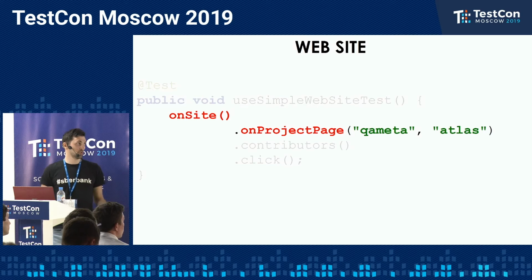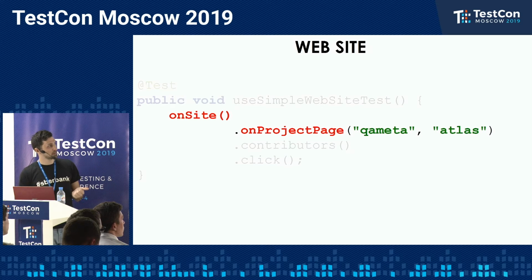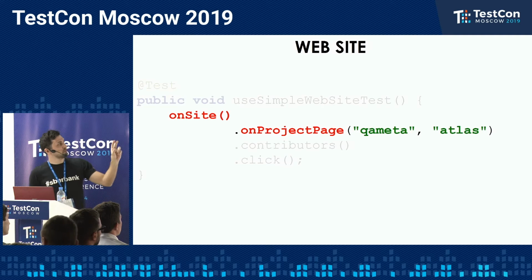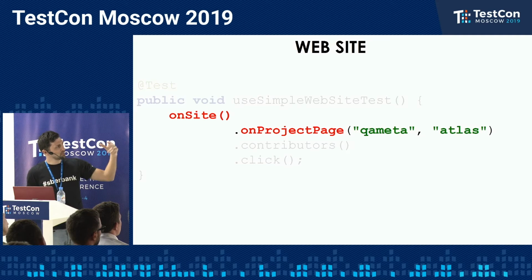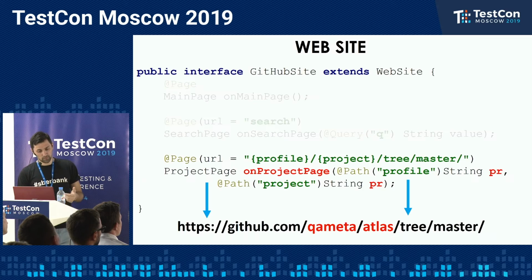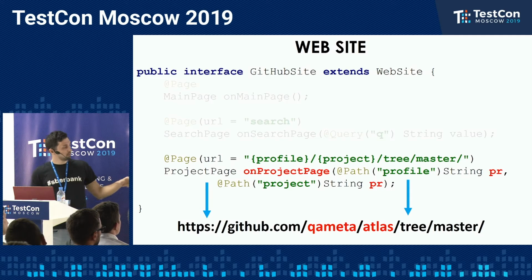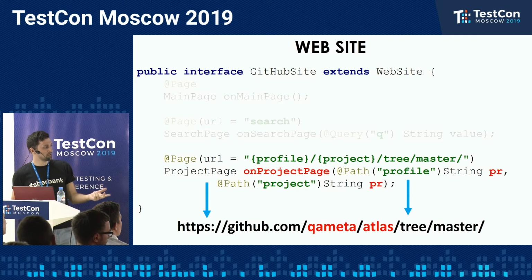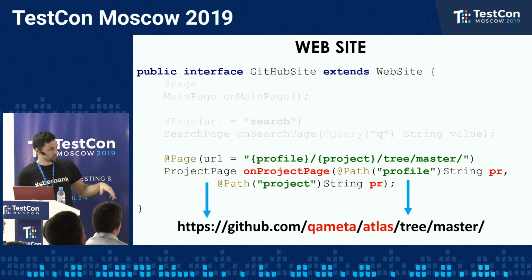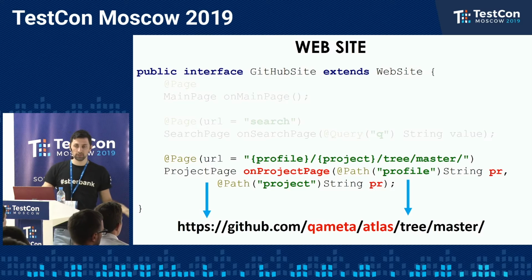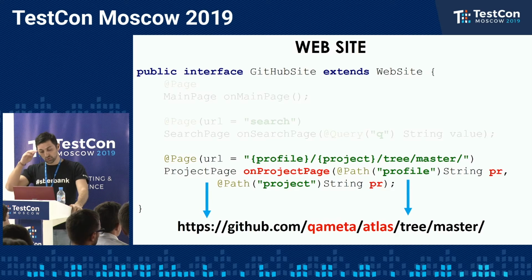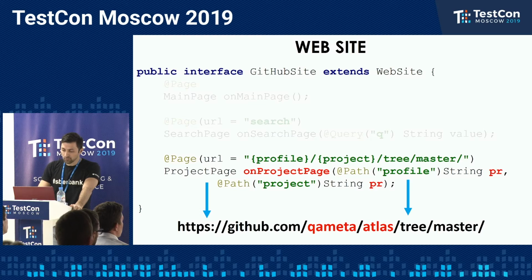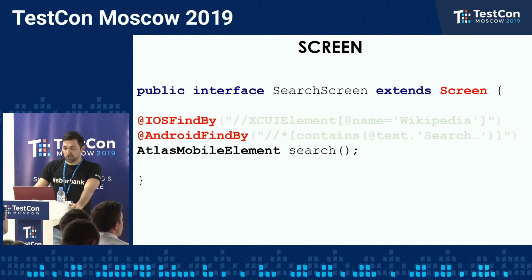So we call our site, we open our page by sending the Cometa and Atlas values there, and we call the methods that we click. So how it works under the hood. The Cometa and Atlas values have replaced the values that we need, and this page opens immediately. So this saves us a lot of time.